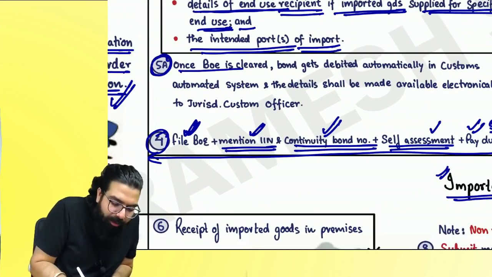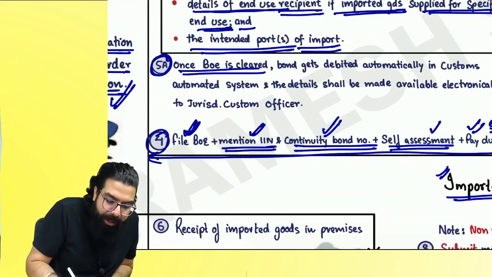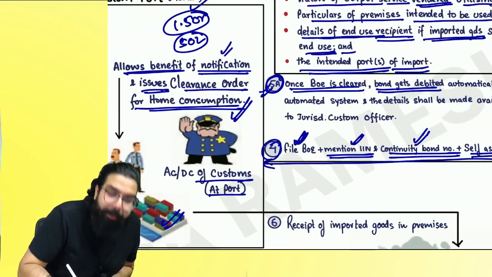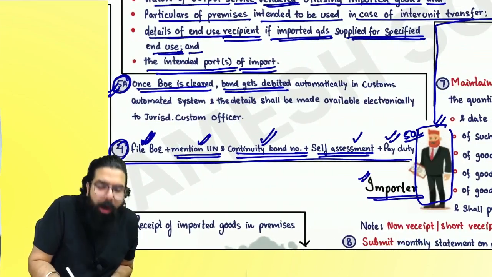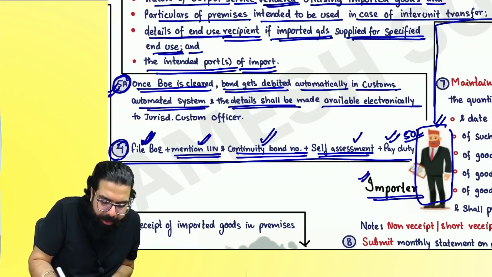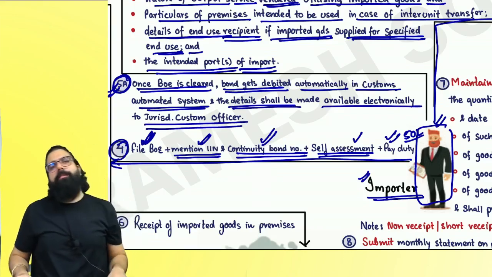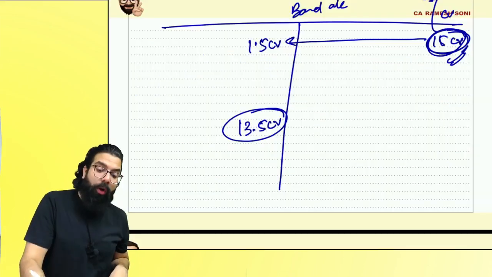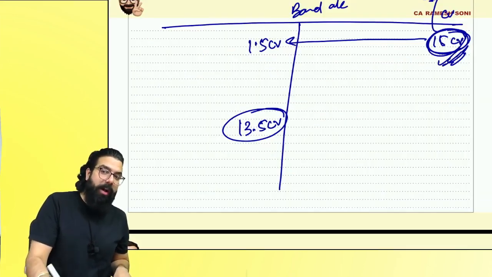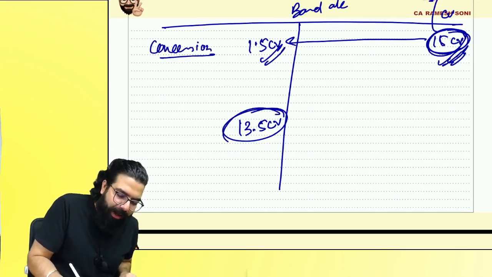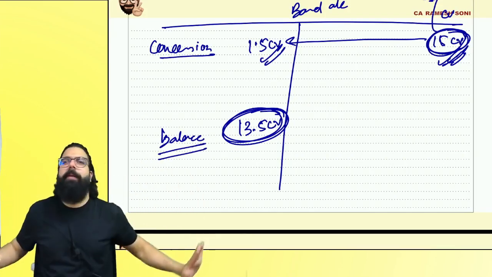Wherein what will happen? Once the bill of entry is cleared by the custom officer, the bond will be debited. Means at this stage only, this is going to happen immediately. What will happen? The bond will get debited automatically in the custom automated system and the details will be made available to your jurisdictional custom officer. Are we clear, everyone? Your jurisdictional custom officer will immediately come to know, okay, from Ramesh's 15 crore bond, 1.5 crore of concession given and the remaining bond balance is how much, everyone? 13.5 crore.